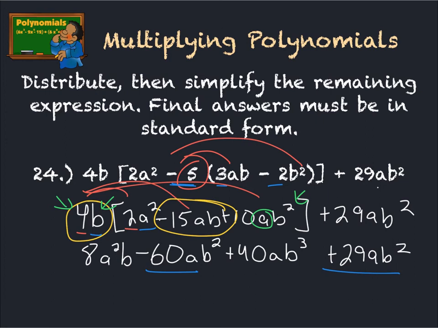So if we combine that, we have 8a squared b minus 31ab squared plus 40ab to the 3rd power, and that's about all you'd be able to do. You wouldn't be able to combine these any further because they don't have the same powers. Remember, in order to add polynomials, they have to have the same variables raised to the same power. And I think that's where we're going to stop.